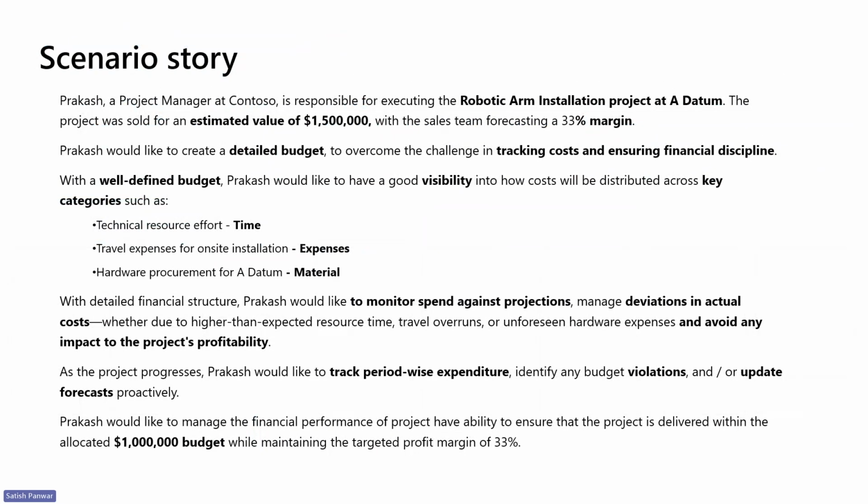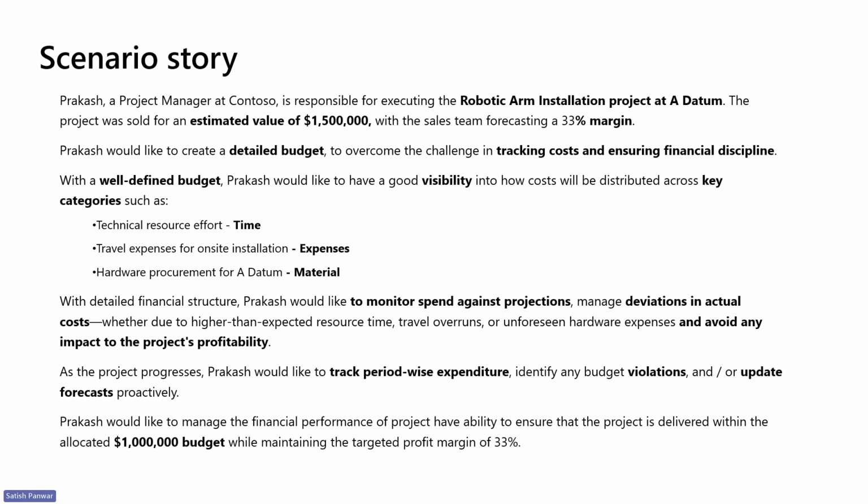Let's review a scenario that we'll be using for today's demonstration. So Prakash is a project manager at Contoso, and they have recently won a deal, which is estimated to be 1.5 million, and a forecast margin of 33 is planned. Prakash would like to create a detailed budget to help track the cost and ensure financial discipline. And he would like to do it in different categories so that he can track time, he can track expenses, and he can track materials as well.